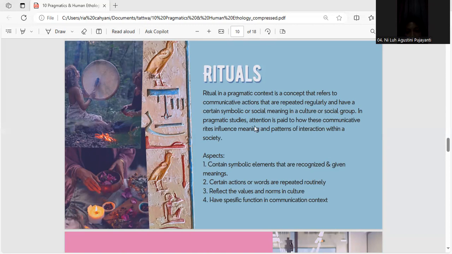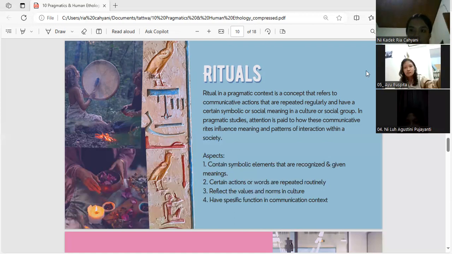Rituals in a pragmatic context is a concept that refers to communicative actions that are repeated regularly and have a certain symbolic or social meaning in a culture or social group. In pragmatic studies, attention is paid to how these communicative rituals influence meanings and the patterns of interaction within a society. And there are some aspects of rituals in pragmatics.